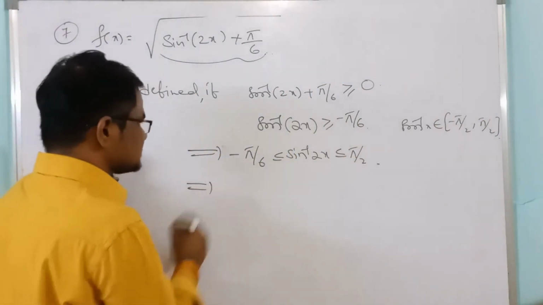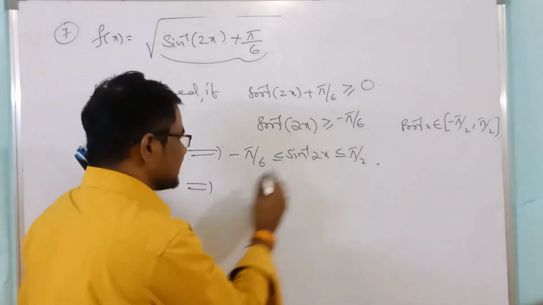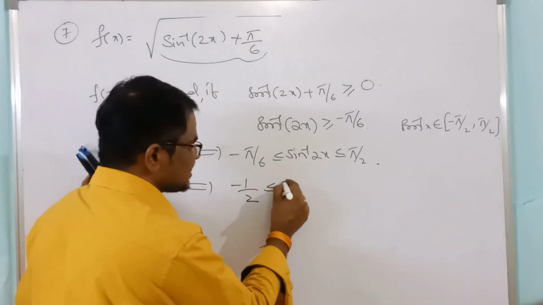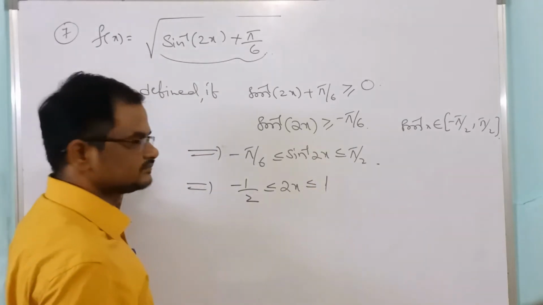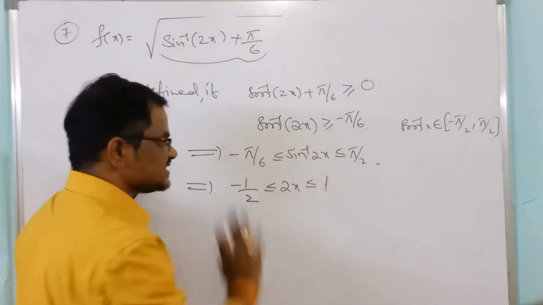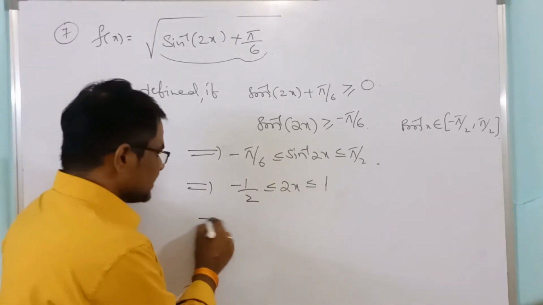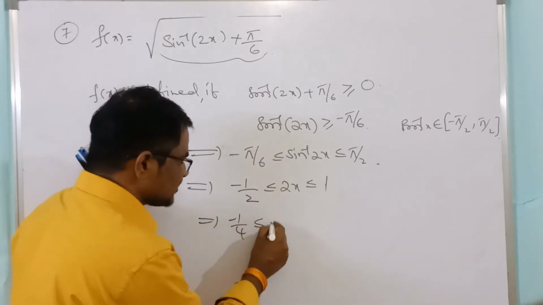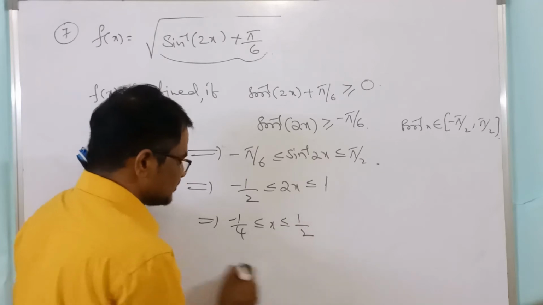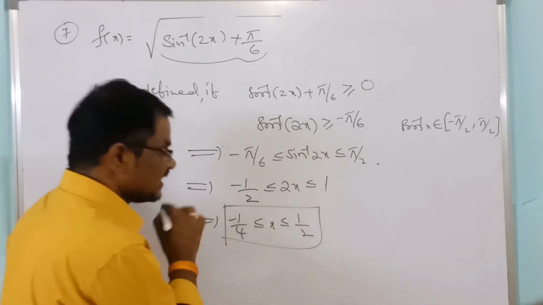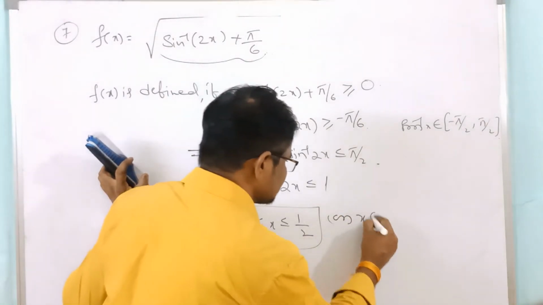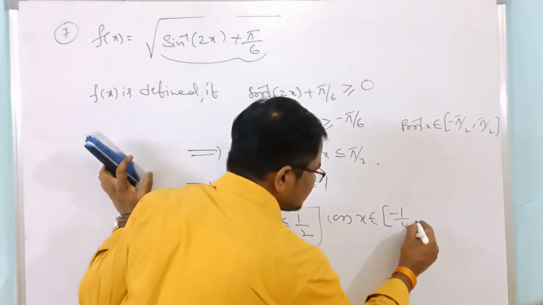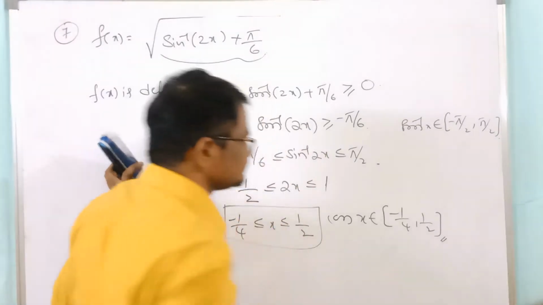Now that implies, taking sine, minus 1 by 2 less than or equal to 2x less than or equal to 1, because in this interval sine is increasing only. That implies minus 1 by 4 less than or equal to x less than or equal to 1 by 2. This is our required domain of the given function. Or you can write x belongs to the closed interval minus 1 by 4 to 1 by 2.